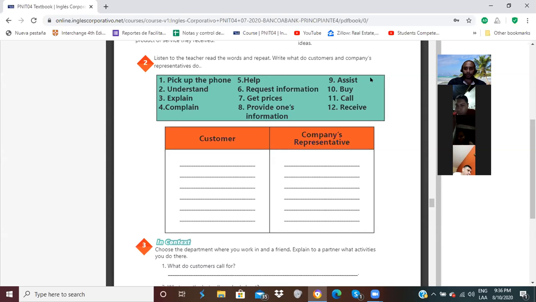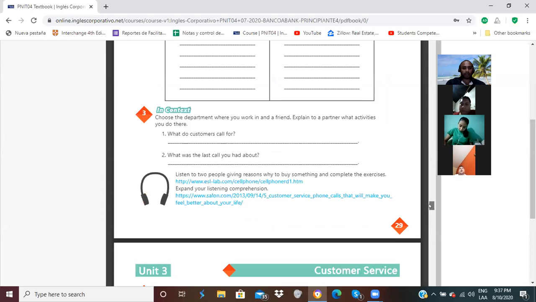Assist: company's representative. Buy: customer. Call: both, customer and company representative. What about receive? Both, customer and company's representative. Very good. Any questions referring to this activity?